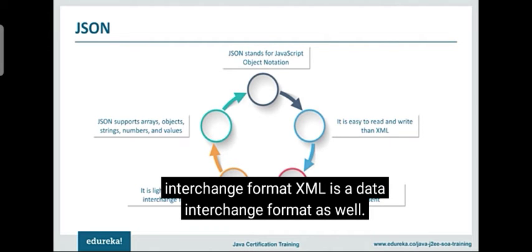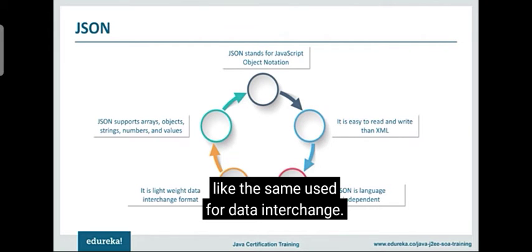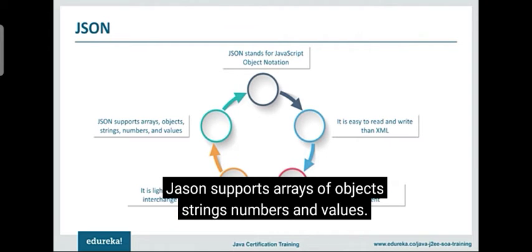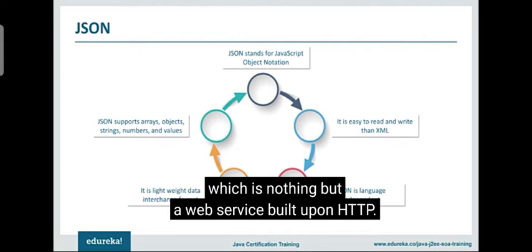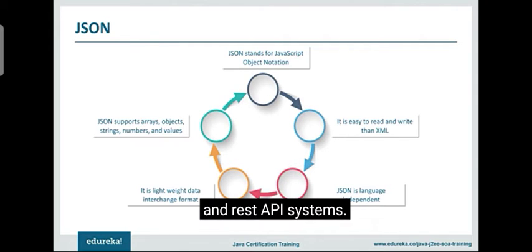XML is a data interchange format as well, and JSON is pretty much the same. It's used for data interchange, a medium of communication between two different systems. JSON supports arrays, objects, strings, numbers, and values. Most RESTful APIs, which are web services built upon HTTP, mostly use JSON for communication between client and REST API systems.